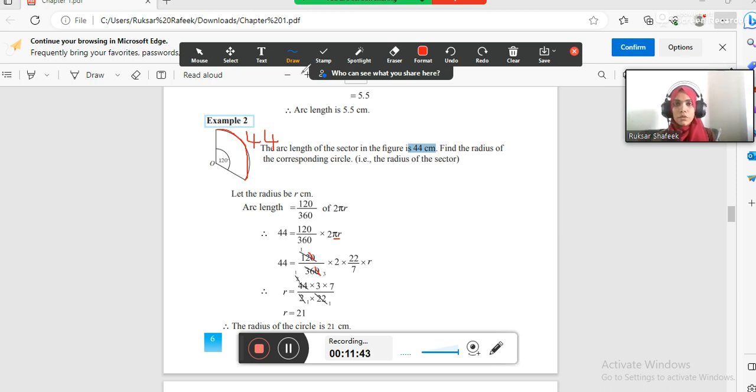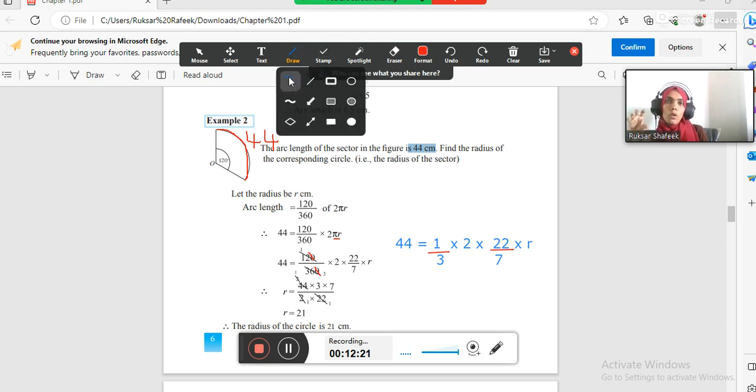So now what exactly do we have? We have 1 over 3 times 2 times 22 over 7 times r. So I'm just going to write that in there. 44 is equal to 1 over 3 times 2 times 22 over 7, and that's multiplied by r. So this is what we have exactly. I'm just going to draw the fraction bars to get a clearer picture there.